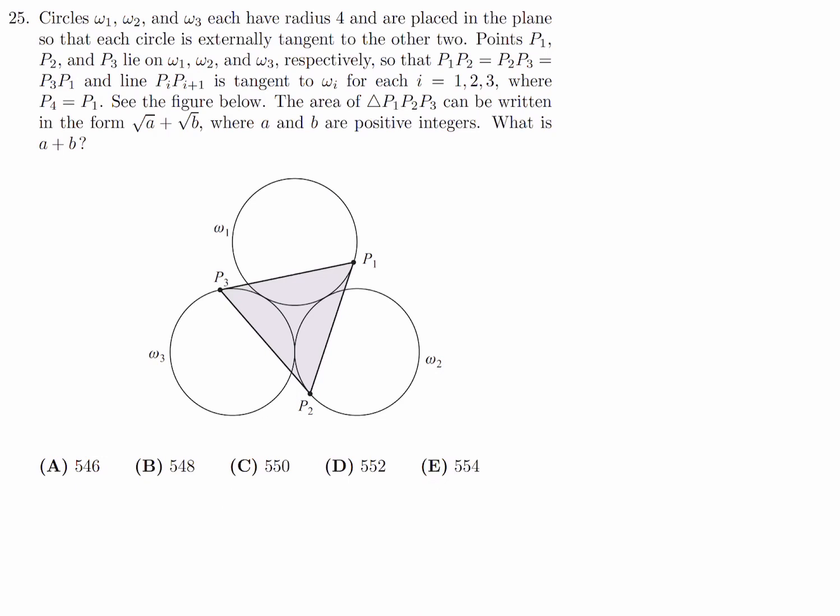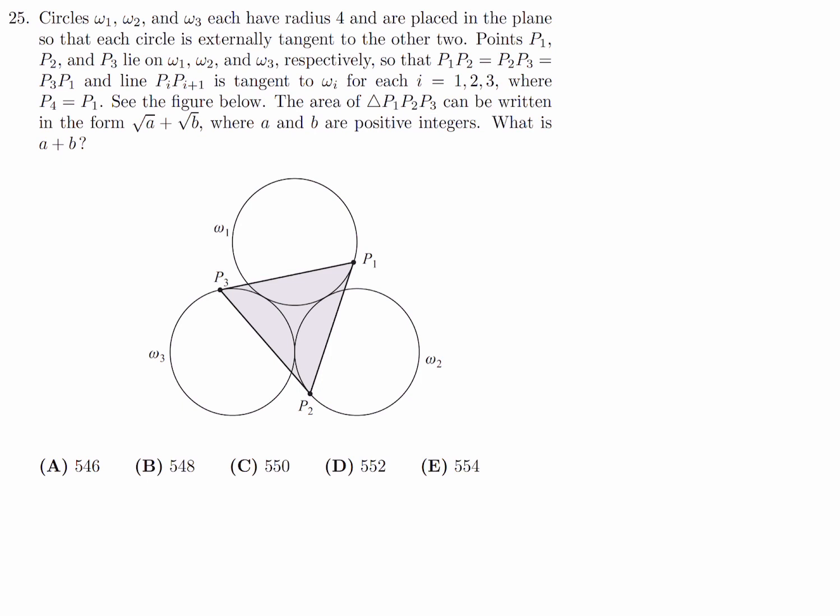Circles W1, W2, and W3 each have radius 4 and are placed in the plane so that each circle is externally tangent to the other two. Points P1, P2, and P3 lie on W1, W2, and W3 respectively, so that P1P2 equals P2P3 equals P3P1, and the line PiPi+1 is tangent to Wi for each i equal to 1, 2, and 3, where P4 is equal to P1. See figure below. The area of triangle P1P2P3 can be written in the form root A plus root B, where A and B are positive integers. What is A plus B?